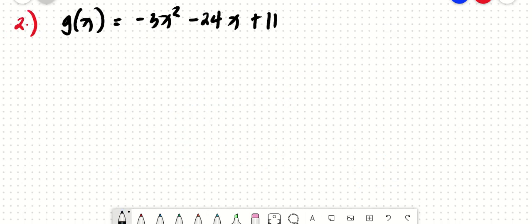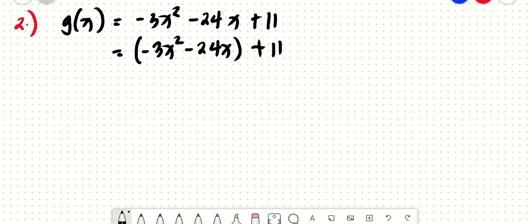Okay, so solution number 2, same procedure. So, combine lang natin yung negative 3x squared minus 24x, and then iwan natin si constant term. Okay? And then, as you can see here, negative 3x squared minus 24x. So, pwede natin siya i-factor out. Right? So, what is the common factor between negative 3x squared and negative 24x? Okay, very good. That is negative 3.